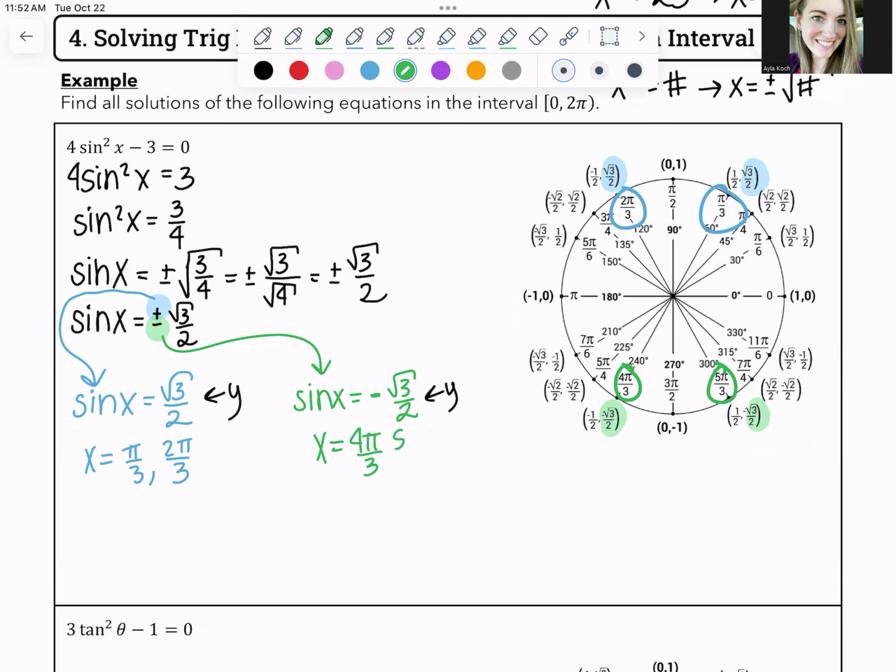Four pi over 3, 5 pi over 3. And those are our answers. We can write them all out now. X is equal to pi over 3, 2 pi over 3, 4 pi over 3, and 5 pi over 3.